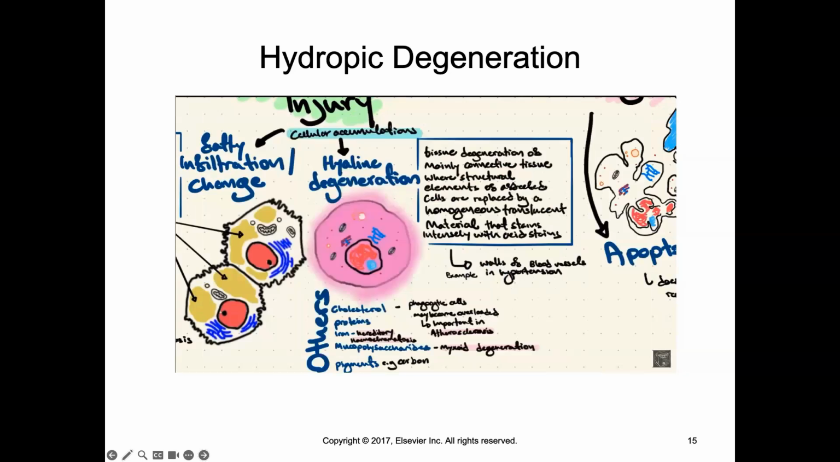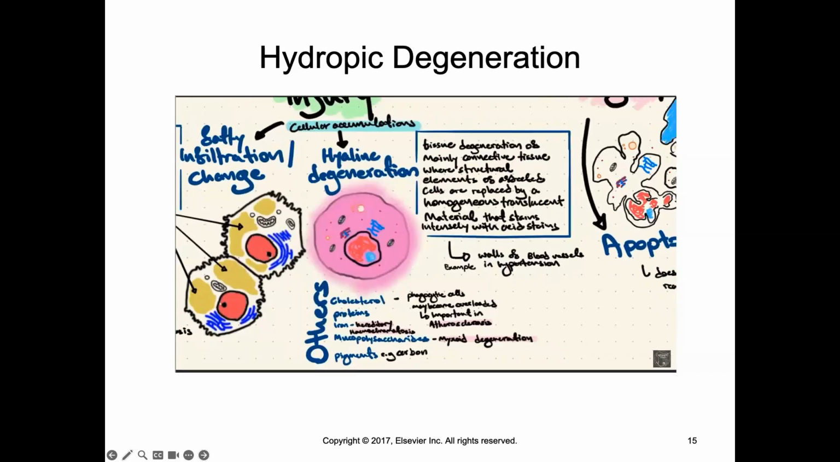Now, there are several different forms of cellular accumulation, but we will not be going into detail in this video, but I am going to mention a few so that you have an idea. We can have the accumulation of cholesterol, and this becomes obvious with phagocytic cells undergoing atherosclerosis. Several different types of proteins may accumulate. We might have the accumulation of iron in a disease known as hereditary hemochromatosis. We have the accumulation of mucopolysaccharides in myxoid degeneration, and we might also have the accumulation of pigments like carbon in alveolar macrophages. You get the point. Several different types of substances can accumulate within different types of cells in different conditions.